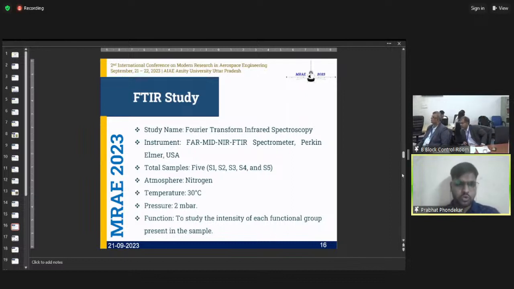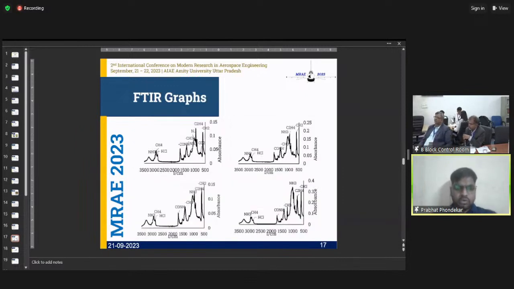What kind of functional group? If you increase the temperature, how will it affect the functional groups, whether they change or not, etc. And the next one, the inert gas; these are the input parameters I have taken for this testing. Now coming to the results, the graph. The first one is sample 1, this is sample 2, sample 3, and sample 4.